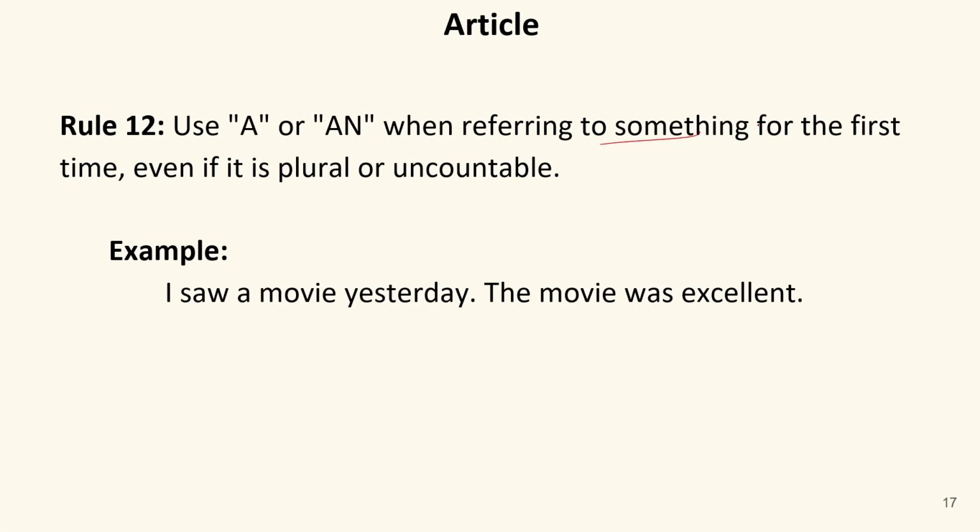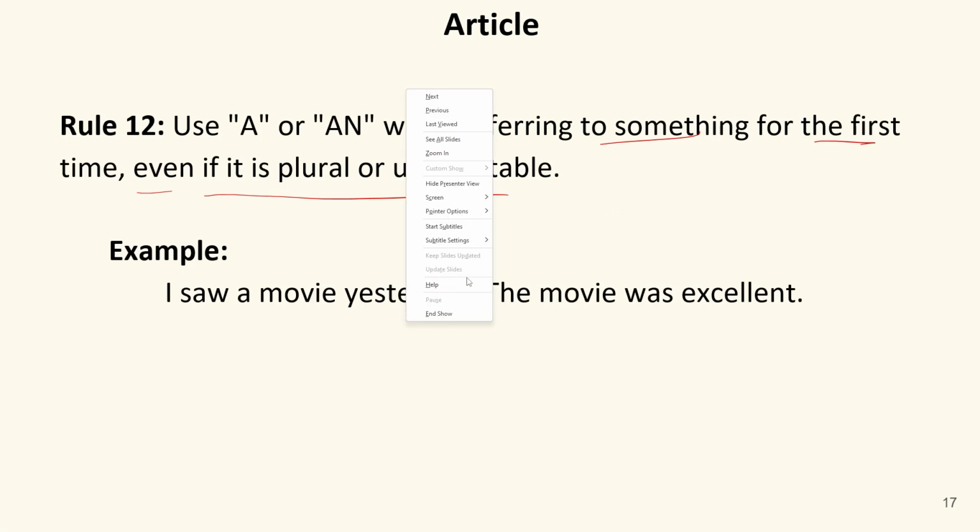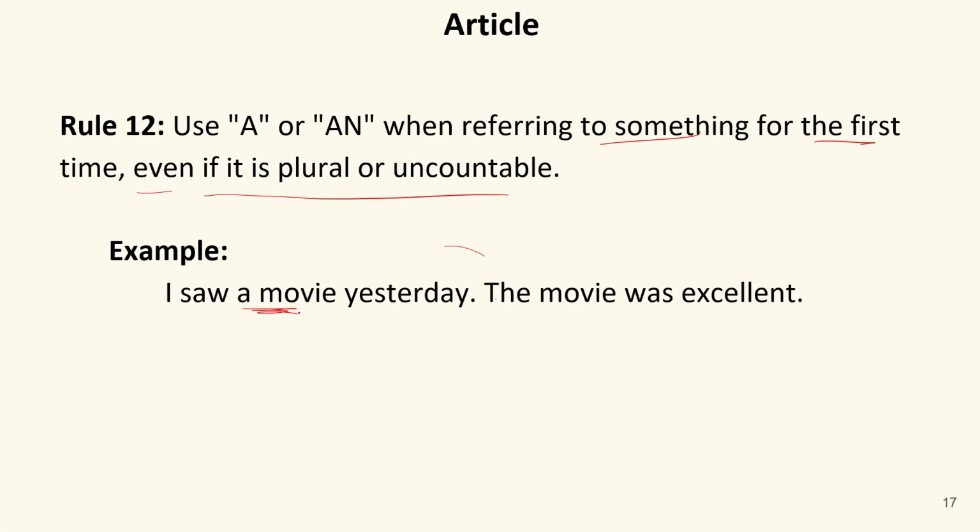Use a or an when referring to something for the first time, even if it is plural or uncountable. I saw a movie yesterday and the movie was excellent. So I'm talking about a particular movie. But to make it definite, because I'm talking about this movie only, this time I have used the. But in the first form, I'm using it in a general sense only.